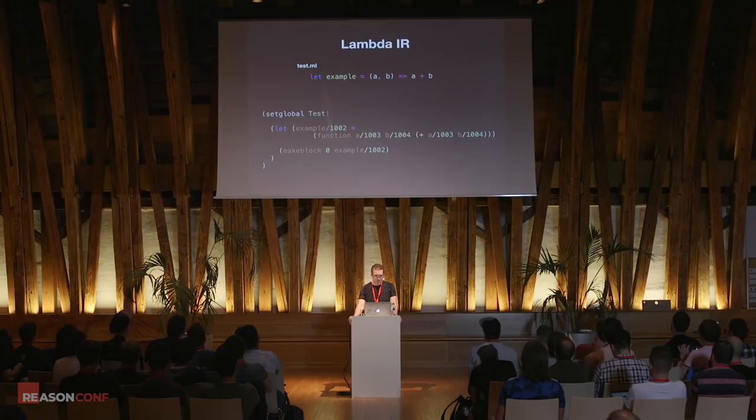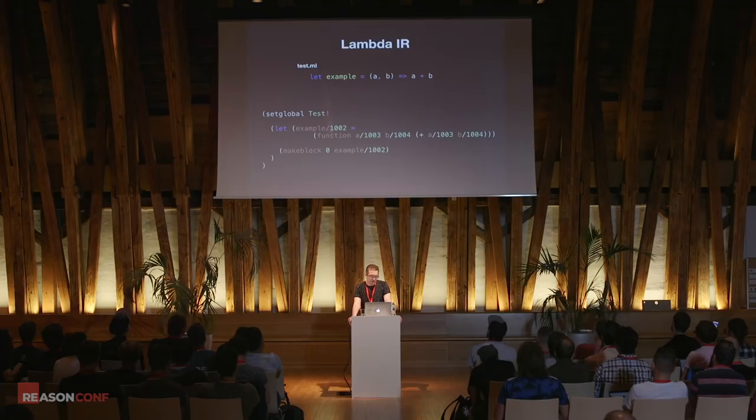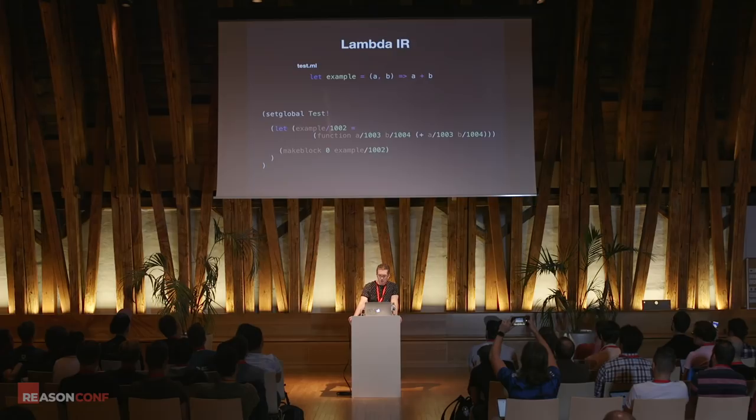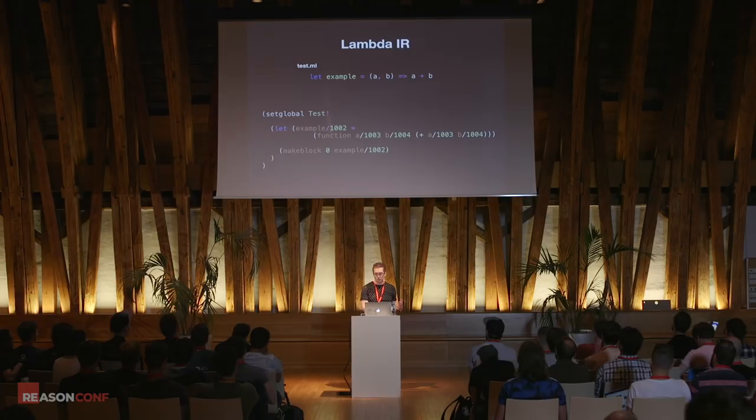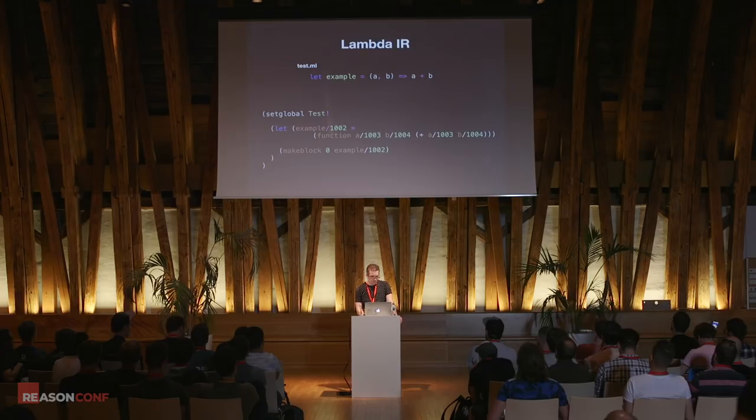The other thing is the set global construct and the make block construct. So the set global here with the test defines the module, it sets a global, and then there's make block, which creates what's called an OCaml value. Here the OCaml value is the first memory block of test, and we are now going to point to this example let binding. In this example, we can still understand what is being written. But like I mentioned before, if we are going to use more higher level constructs like objects, it will be more difficult to understand.